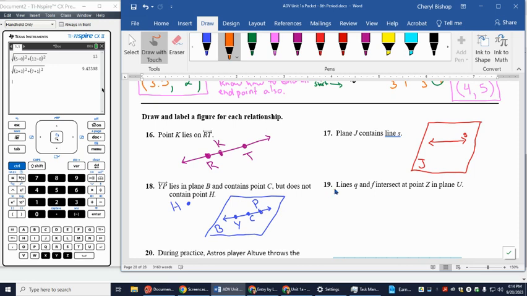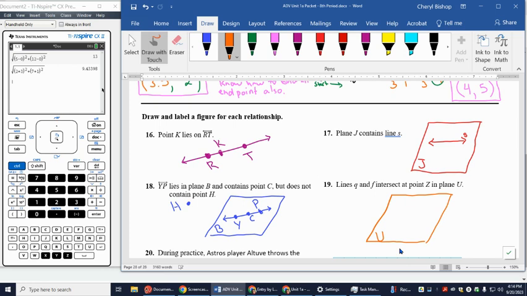All right, and number 19, lines q and f. It's a lowercase q, that means it's the name of the line, not a point. And f is a lowercase f, so it's the name of the line, not a point. These two lines intersect at point Z in plane U. So I'm going to draw plane U. For me, it's just easier to draw the planes first. Plane U. And then here it doesn't tell me that the lines have to be in the plane.